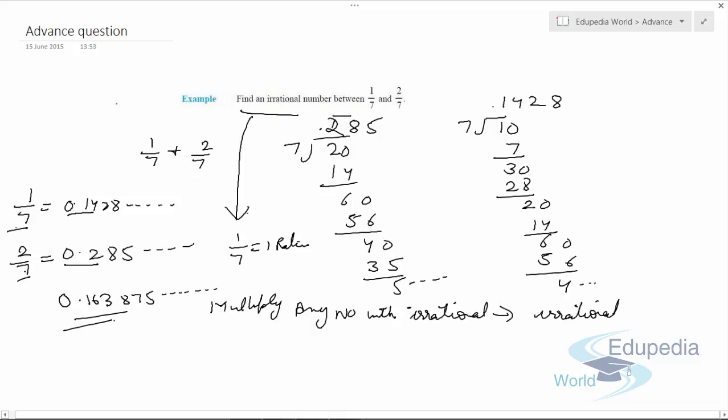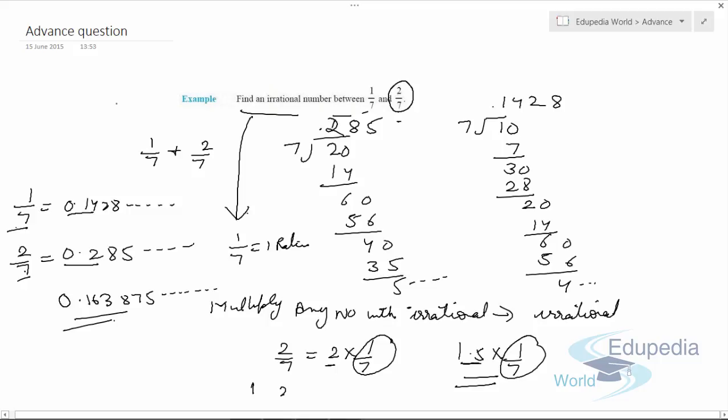So in the next question we can see the number is 2 by 7, and we can write 2 by 7 as 2 into 1 by 7. So we are multiplying the irrational number 1 by 7 with the number 2. So this is an irrational number. This means we can write the number between these two numbers as an irrational number, 1.5 into 1 by 7, which is also an irrational number. Why? Because we are multiplying a number with an irrational number, and 1.5 comes in between 1 and 2.